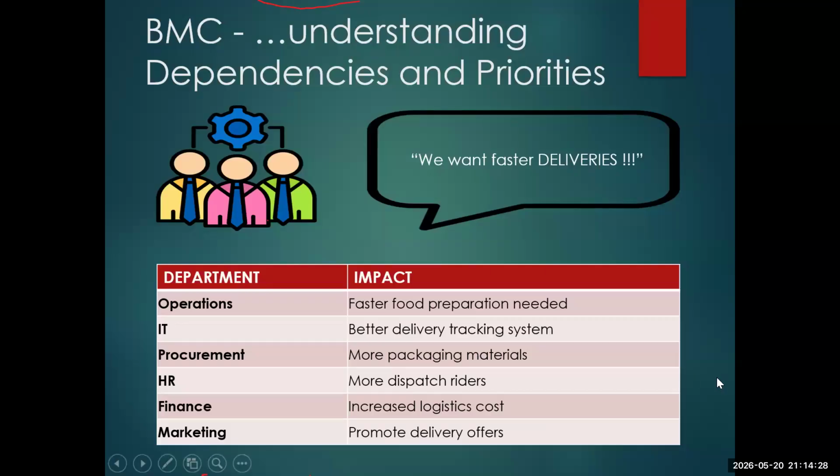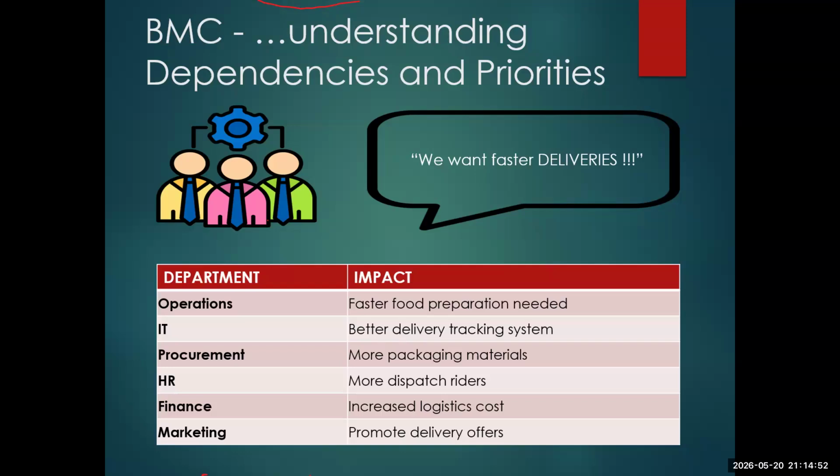Now, once all of this is done, what you realize is that if you take out any one of these, it would take away from achieving the objective. Am I right or wrong? If you say, we can still manage without the dispatch rider, the food will be prepared on time, packaged on time, right? But there will be no dispatch rider to carry it.